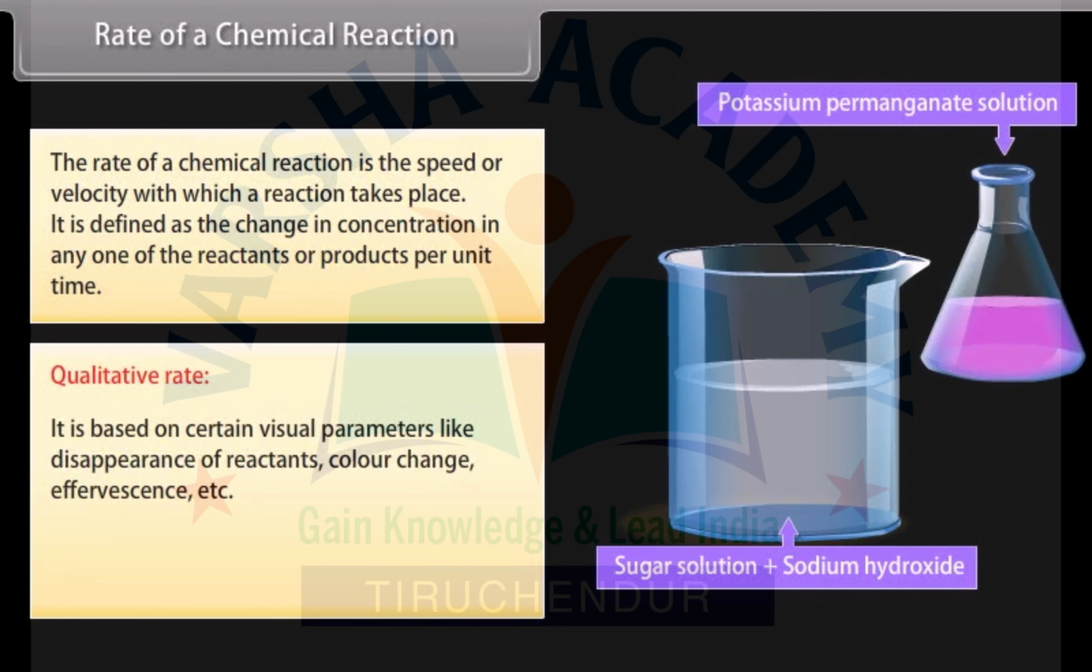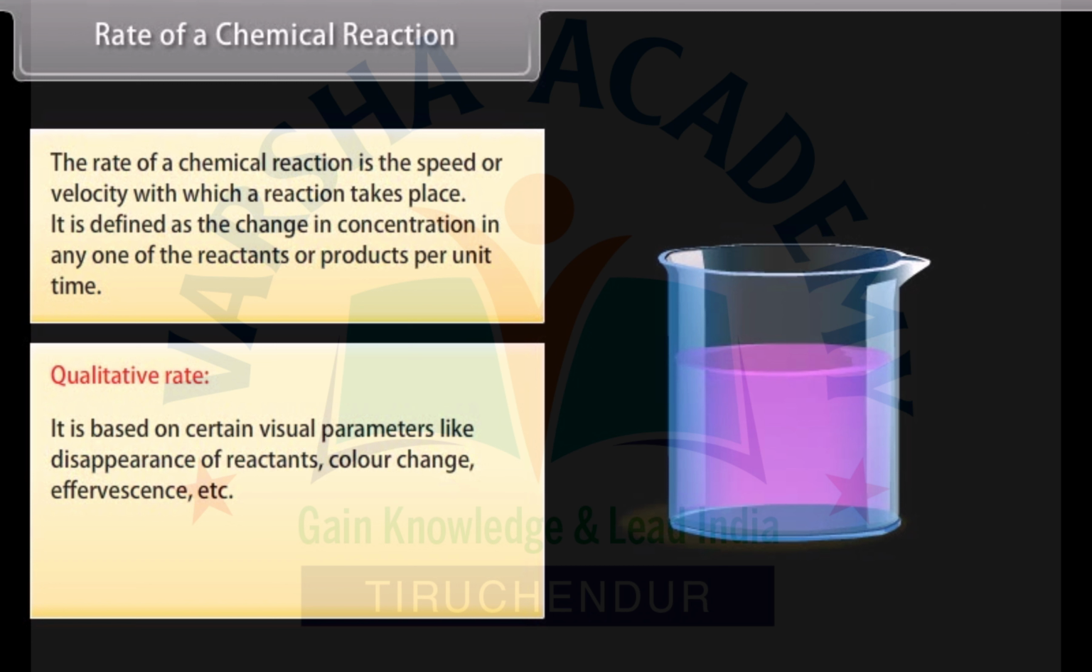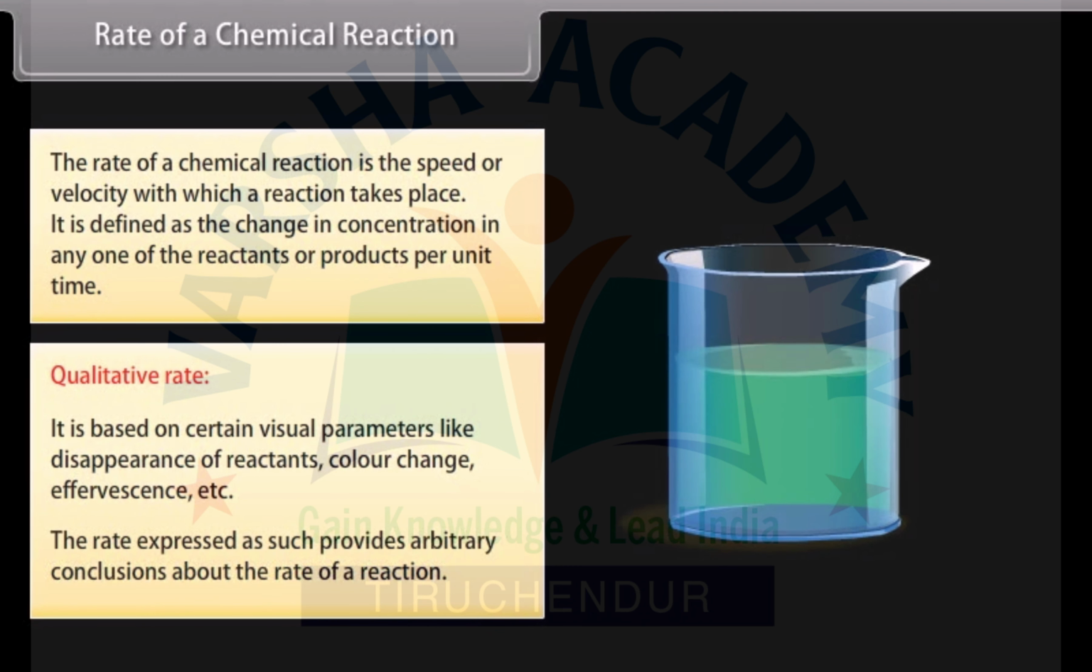Qualitative rate. It is based on certain visual parameters like disappearance of reactants, color change, effervescence, etc. The rate expressed as such provides arbitrary conclusions about the rate of a reaction.